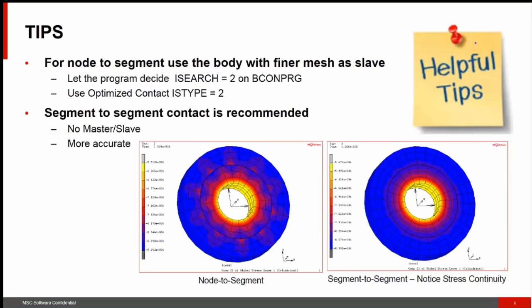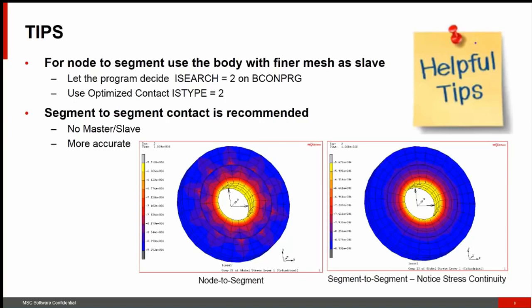So some of the tips as far as using contact analysis and which method is better: although both methods are accurate, generally, as I mentioned, we recommend segment to segment. Now, if you're using node to segment, sometimes it's hard to define what body to pick as slave and which one is the master. The rule of thumb is to have the body with the finer mesh as the slave and the one with the coarser mesh as the master. For many problems this works, but if the problem is a little bit more complicated, we may not know exactly which body has a finer mesh.